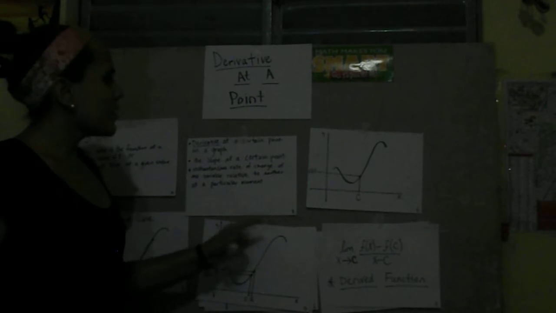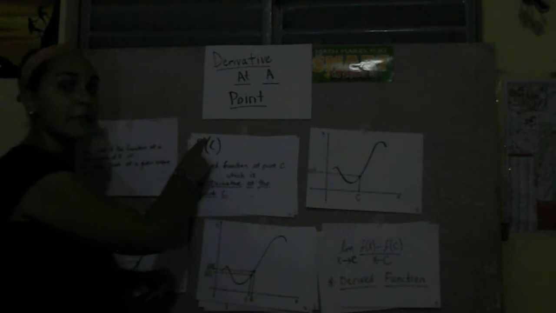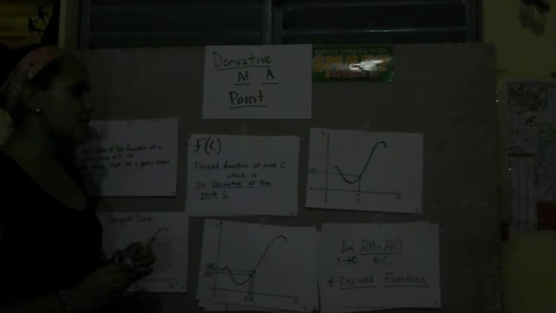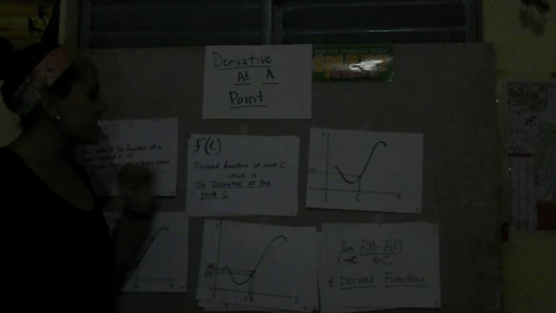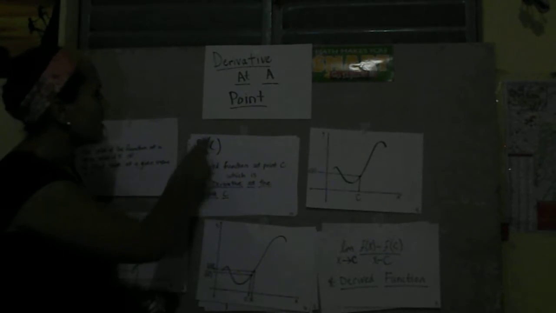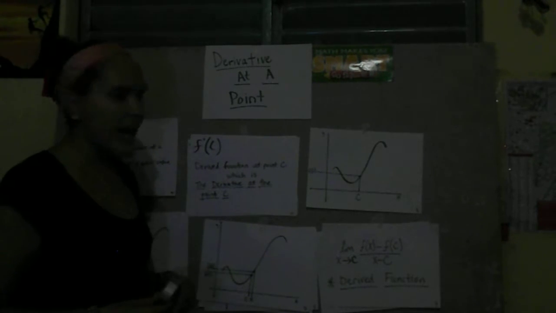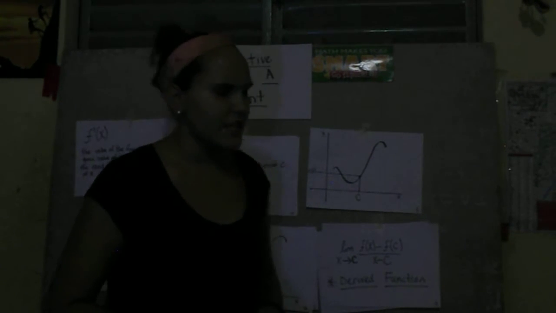In our case, we want to find the derived function for the point C. So we want to find f prime of c, derived function at the point C, which is the derivative at the point C. Oh, that's the same thing. Okay, we did it. It didn't take that long. Now that we understand the concept, let's look at some other notation.